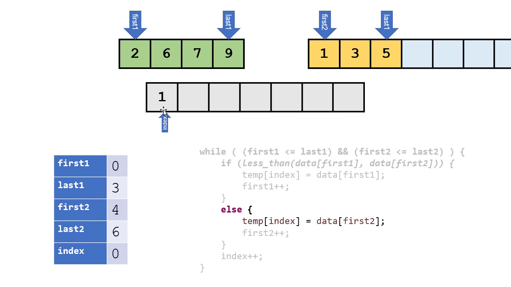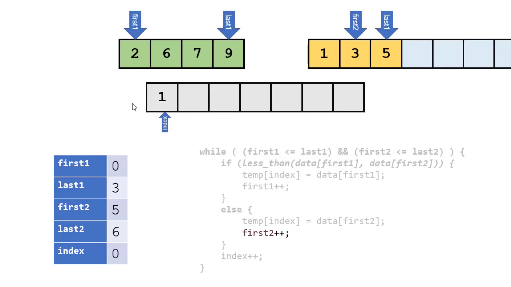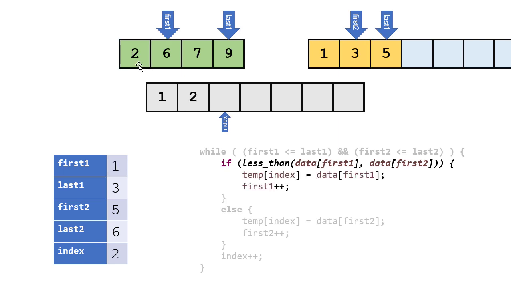And we're going to say that the index of our temp array is going to be set to the value that first two is referring to. Then we need to make sure that we increment the starting point of the array that we copied from. So notice first two is now referring to index 5, and we increment our index. Again, now we're comparing first one, first two, and now the element that first one is pointing to is smaller. So we're going to do this first loop. We're going to copy 2 into our temp array, and then we're going to increment first one.